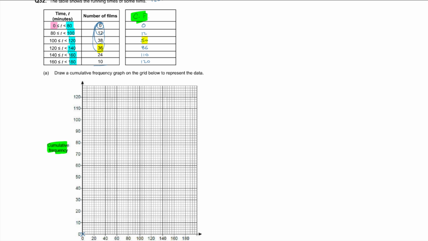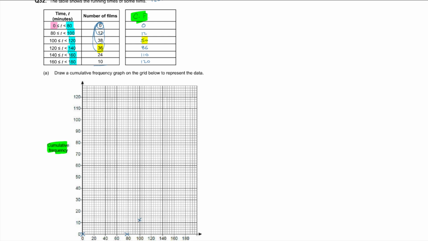Now the next point is going to be at 80, and the cumulative frequency there is 0 as well. So normally you would plot that one, but this one is 0 anyway, so my graph is actually starting there, isn't it? Okay, and then at 100, I'm going to be plotting 12. Now you can see there are 5 little divisions between 0 and 10 here, so each one is worth 10 divided by 5, which is 2. So if I want 12, it's going to be one little square above 10, which is there.